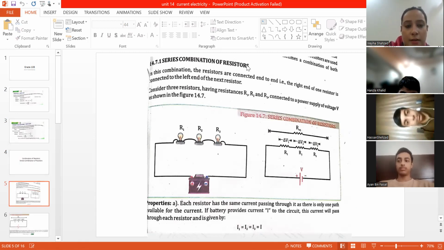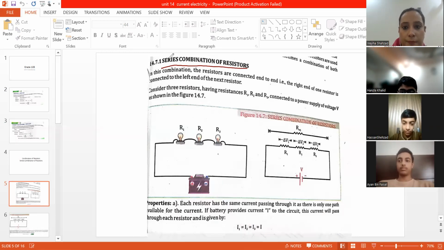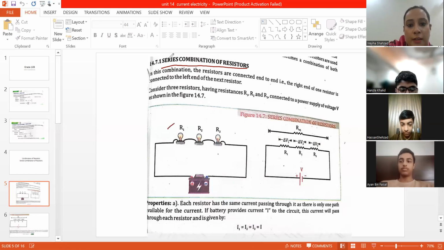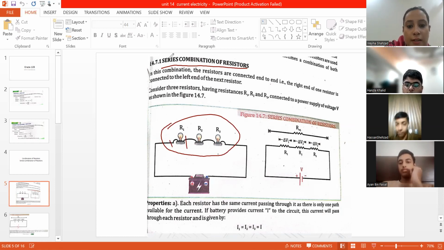So starting with the series combination of resistors. How are the resistors connected in series? Series means they are connected in a line. If you see the figure, they are connected end to end. This is the left side of the resistor, this is the right side of the resistor. From this right side, the other side is left. So they are connected end to end. One end of the resistor is on the left side, so the other will be on the right side.